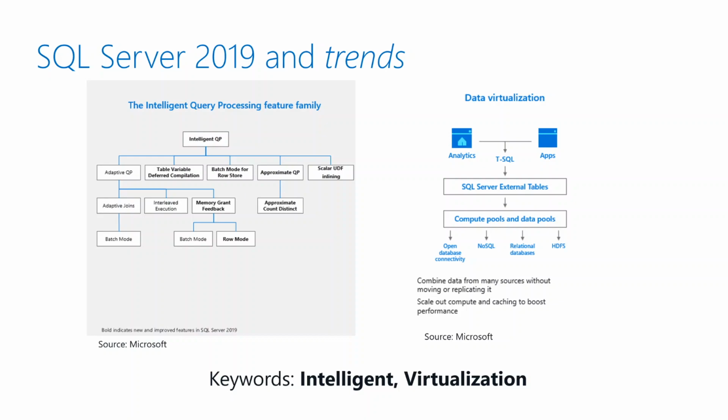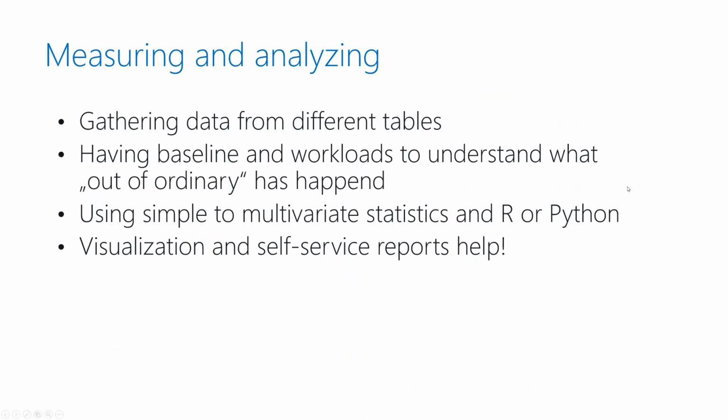And those trends have now become visible with SQL Server 2017 and especially with SQL Server 2019. Why? Because of, let's say, data virtualization using external tables and decoupling the compute pools and data pools. Also, if you look at the intelligent query processing feature family, you will see that there is a lot of intelligence, adaptive features and the like, now available. These are all indicators that we don't want to be stuck in the history. We want to start predicting and analyzing what's going to happen.